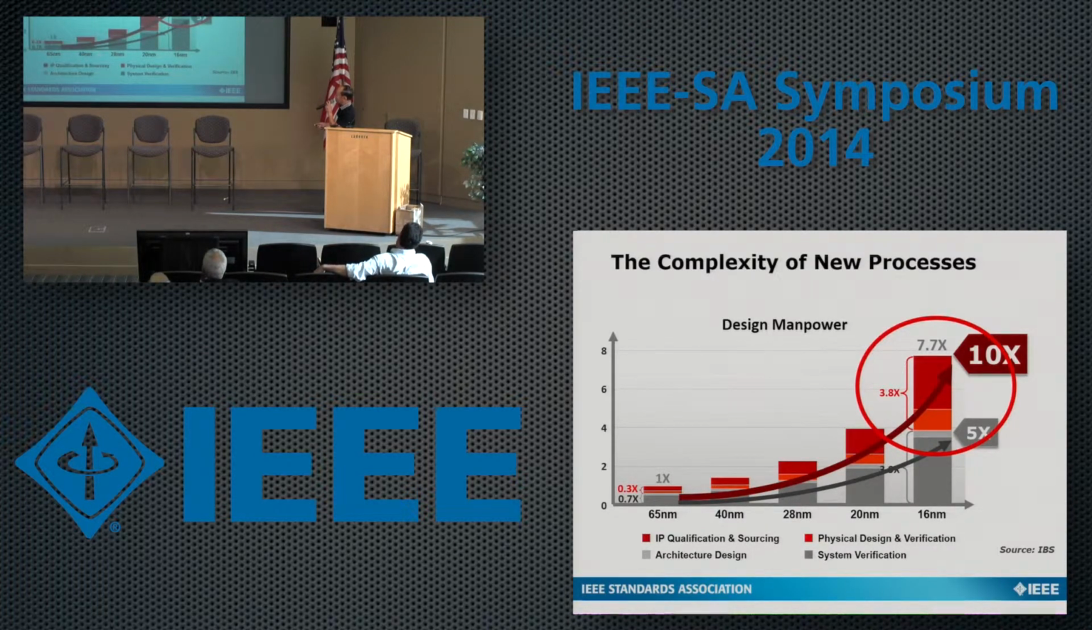As you go down to 40, 28, 20, you can see it increase dramatically. Roughly at 16 nanometer, we're thinking the effort is about 5x with respect to 65, when we talk about all of these activities before you finish the actual SoC design. And then totally, both the front end and back end will be about 10x more design manpower. So certainly the effort is quite a bit.